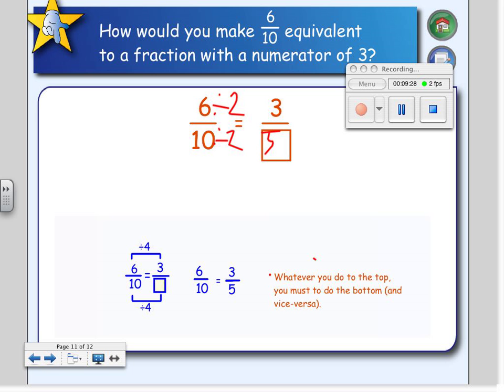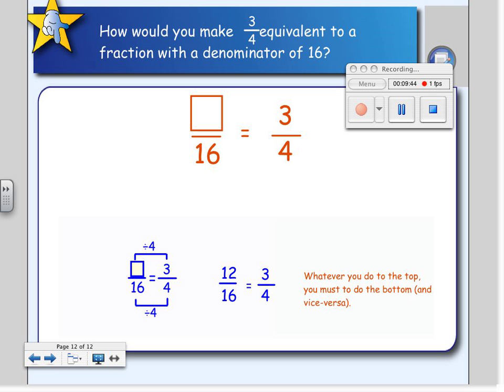Okay, yeah, it's correct. It says divided by 4 there. That's a mistake, but we have the right answer. We know we did it right. Right, guys? Yes. And the last one, we have 3/4. How many 16ths?